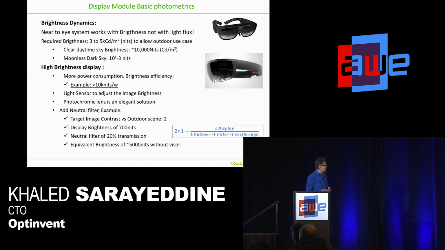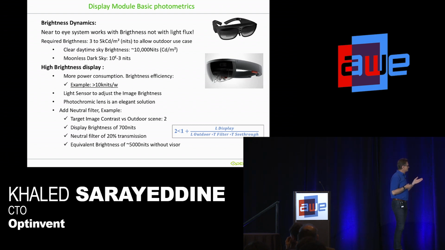So how to get high brightness? Of course, you need a display with high efficiency that consumes fewer watts. Here I give a value. A good system should deliver you 10,000 nits for 1 electric watt. If you have less, it means you need a larger battery and/or less lifetime. You could also manage this by having a light sensor in order to adjust the brightness versus the outdoor environment. Or you could also sometimes put a photochromic lens, which gets darker with the UV of the sun.